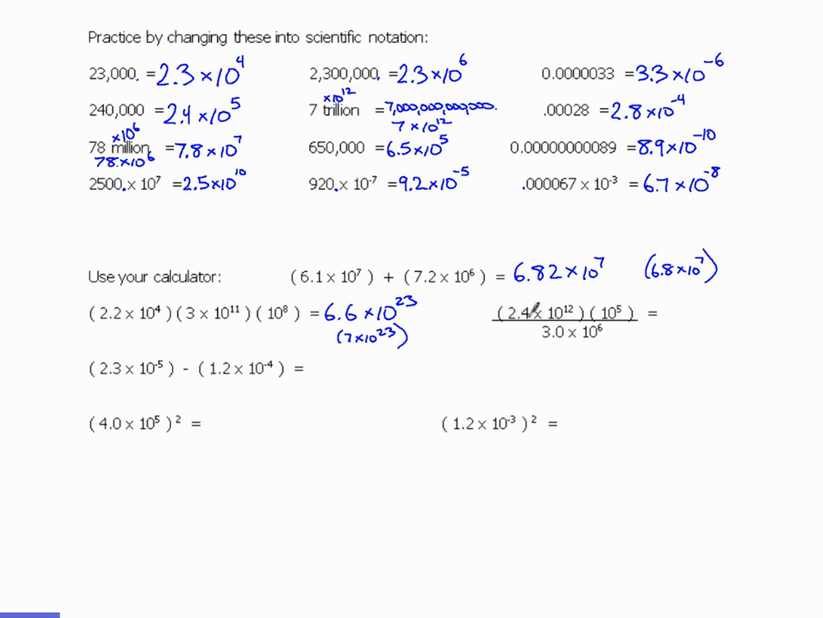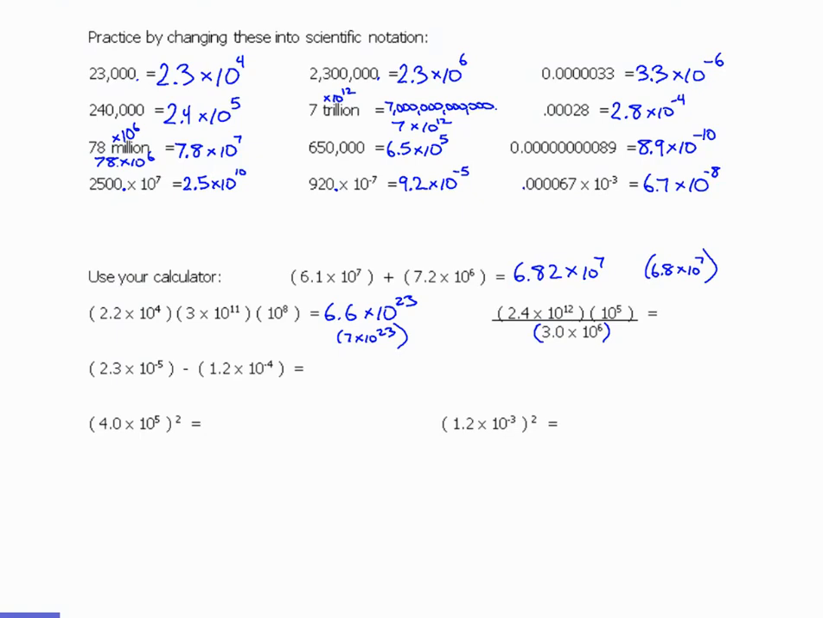Over here, we have 2.4 times 10 to the 12th power times 10 to the 5th divided by, don't forget your parentheses, 3 times 10 to the 6th power. So if you are going to divide scientific notation, you are dividing the coefficients. So we have 2.4 divided by 3. That would end up being 0.8. We're going to put this in our calculator.